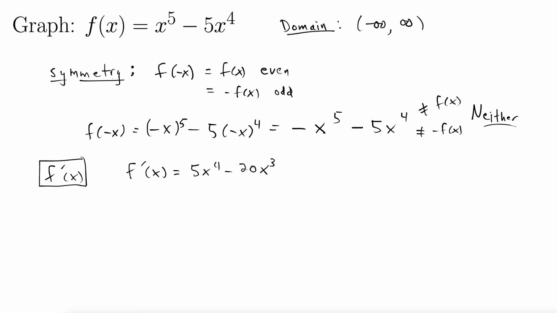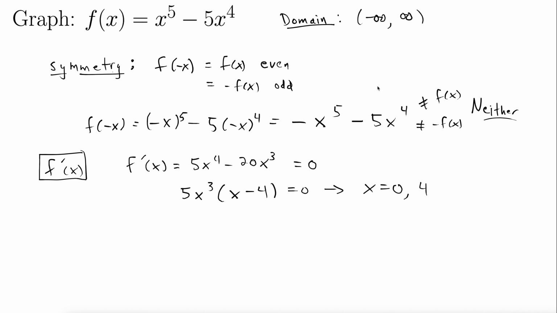From there we get our critical points, so we'll set that equal to 0 and solve for x. Let's see, always factor out when you can, so let's factor out a 5x cubed, leaving us with x minus 4 on the inside equals 0, which we can solve for x equals 0 and 4.